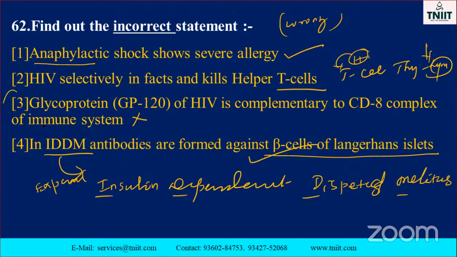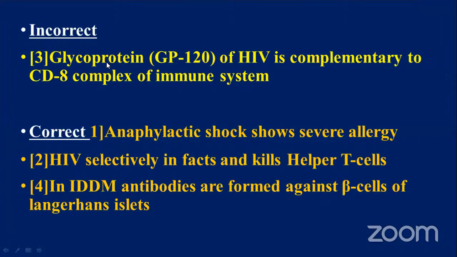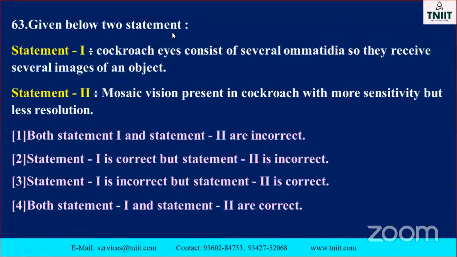Which one is the wrong statement? That one is the wrong statement. See the option: glycoprotein GP120 of HIV is complementary to CD8 complex of immune system is the wrong, incorrect statement. These are the correct statements. Okay, go to the next one. Given below are two statements.